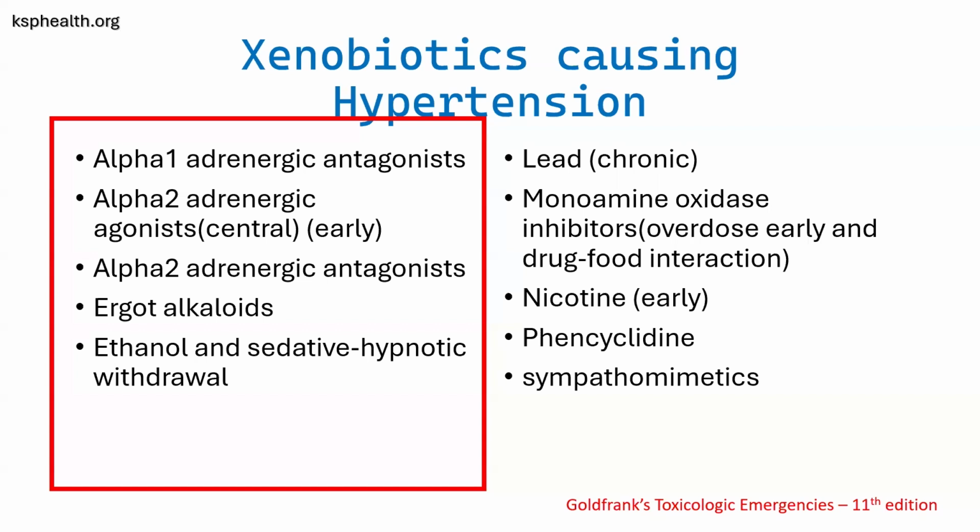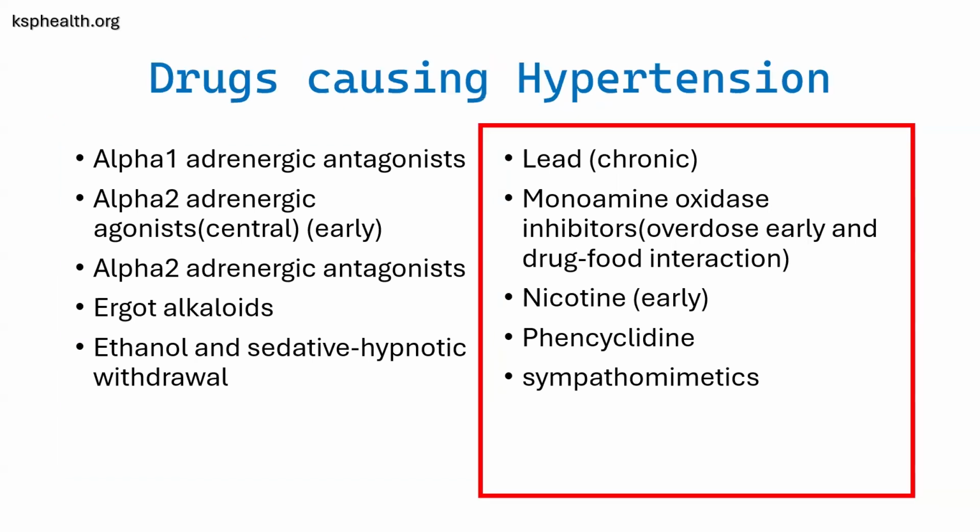Xenobiotics causing hypertension: alpha 1 adrenergic antagonists, alpha 2 adrenergic agonists, central early on, initially it causes hypertension, then it causes hypotension. Alpha 2 adrenergic antagonists, ergot alkaloids, ethanol and sedative hypnotic withdrawal. Ethanol and sedative hypnotics cause hypertension during the withdrawal period. Chronic lead poisoning, MAO inhibitors, overdose early and drug-food interaction causes hypertension, nicotine, phencyclidine, and sympathomimetics.